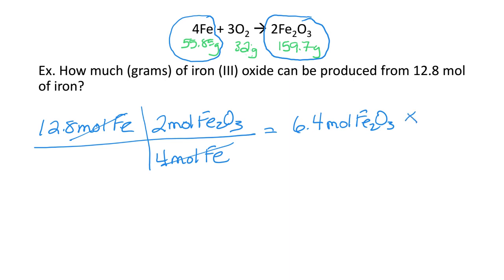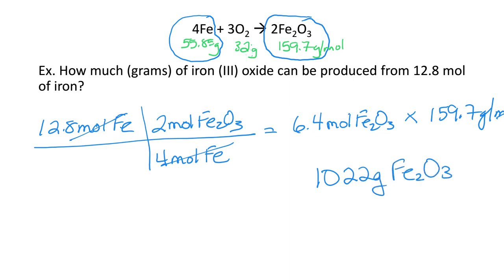Now we're going to multiply it by the molar mass, which I actually wrote wrong up there. That should be grams per mole, because you do have to put down grams per mole. So I'm going to multiply it by 159.7 grams per mole, and when I do that, I get 1022 grams of Fe2O3. That's because my moles both go bye-bye. And that's all there is to it.